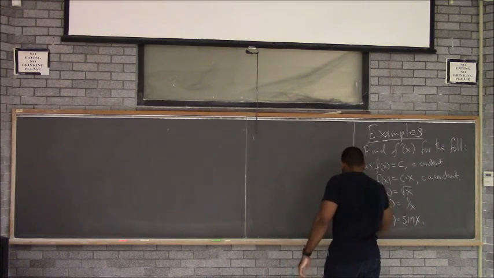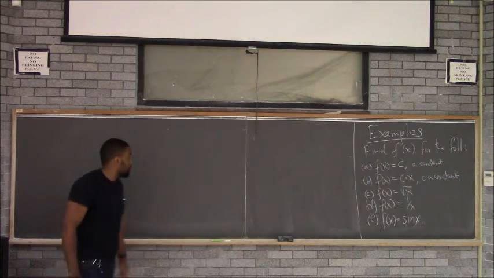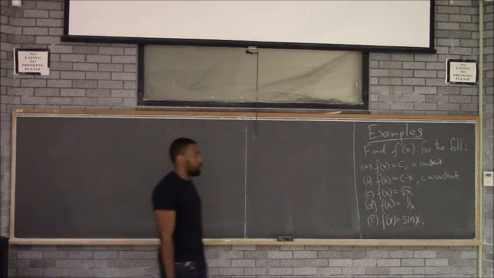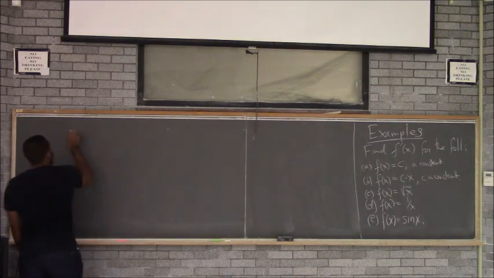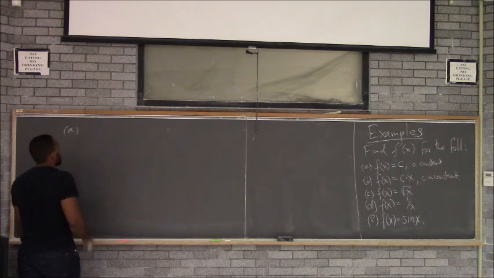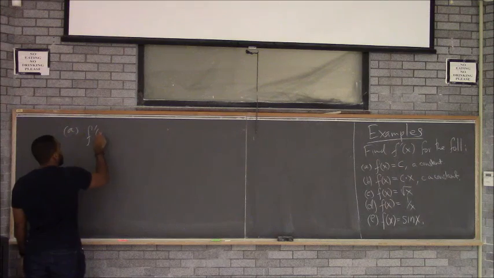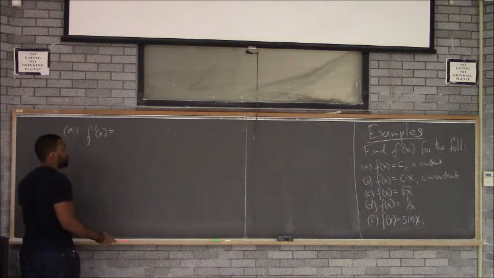So like I said, it's very important that you are able to do this from the definition. In order to do that, you need to know the definition and know how to apply it. And it just comes down to actually computing a limit. A. What is f prime? What is f prime in general?